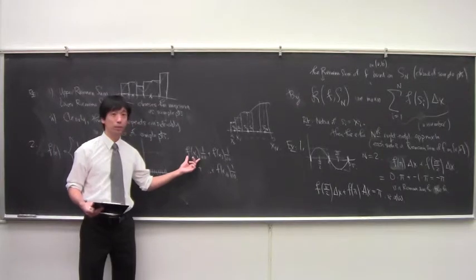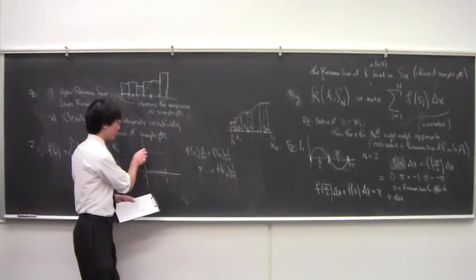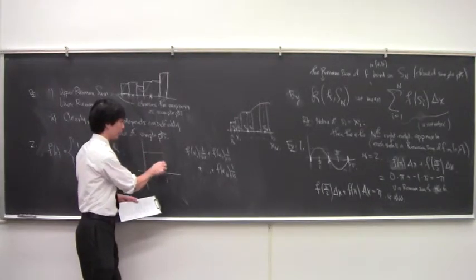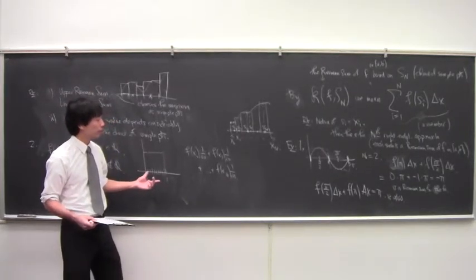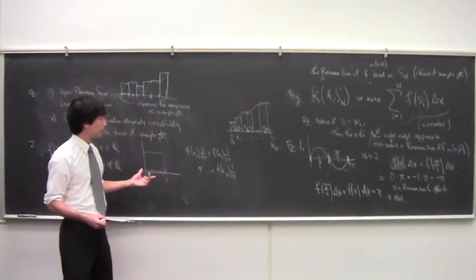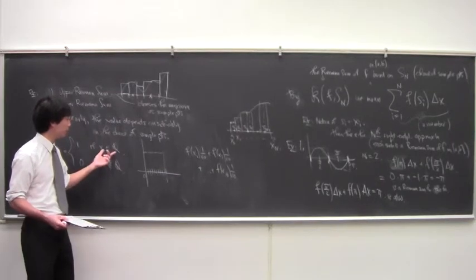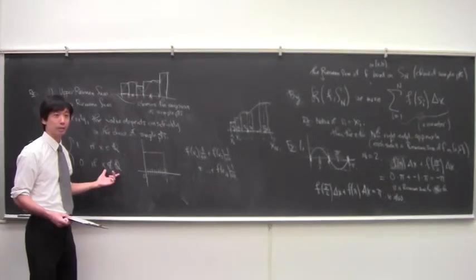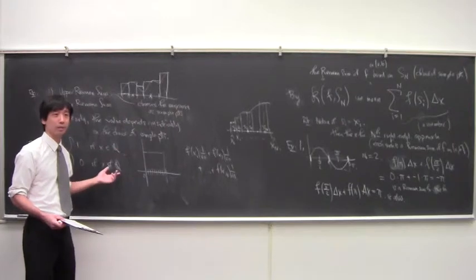And if I choose only rational points, then I'll get 1, because I'll be taking 1 on everything, and I just get the area of the unit square. Okay. If I choose some mix, like 3 rational and 7 irrational, then I'm going to get 3/10. If I chose 7 rational and 3 irrational, I get 7/10, et cetera.